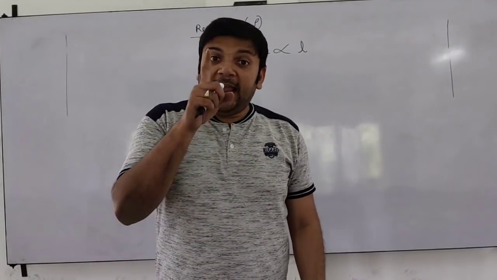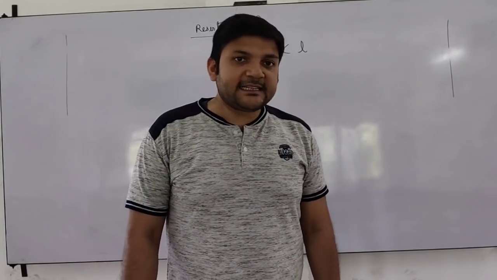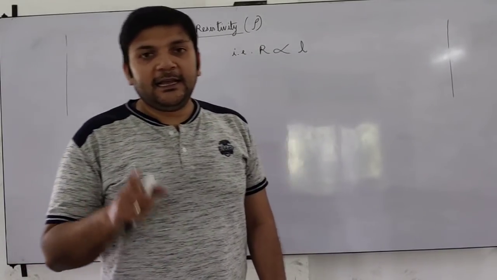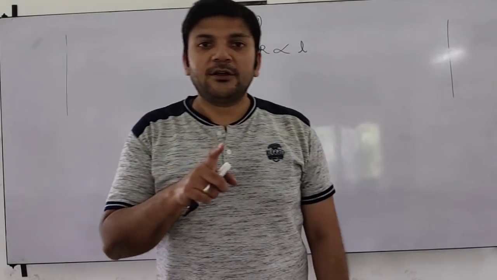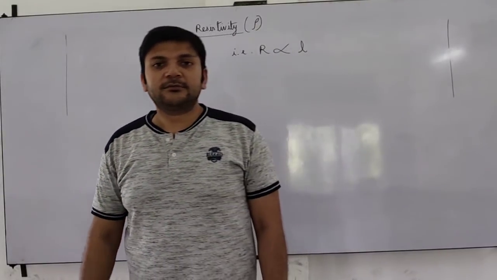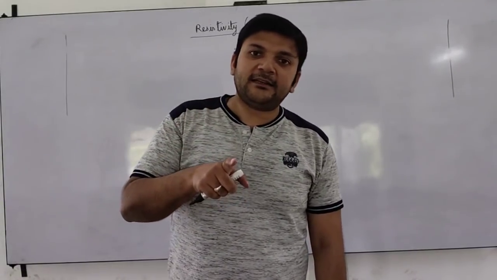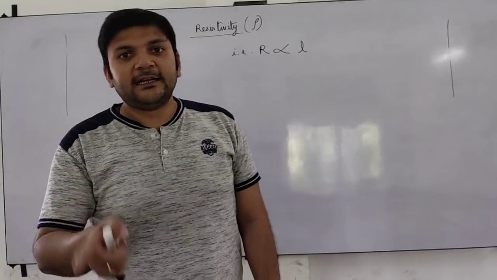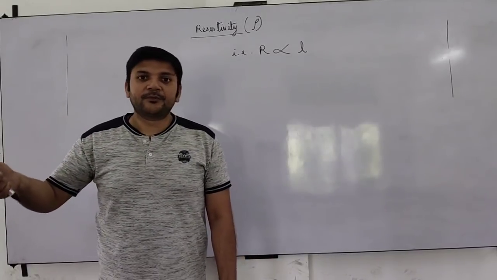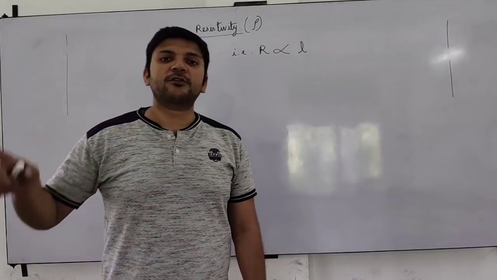Okay, and it is inversely proportional to its area of cross section. Okay, again I am repeating. It is experimentally found that the resistance of a conductor is directly proportional to its length and is inversely proportional to its area of cross section.